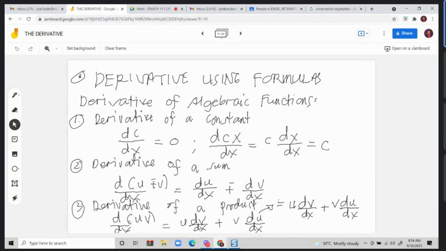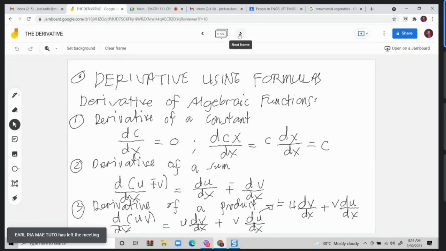So then the third formula is the derivative of a product. So we have here derivative of uv with respect to x is equal to the first function u times the derivative of the second function with respect to x, plus the second function v times the derivative of the first function with respect to x.